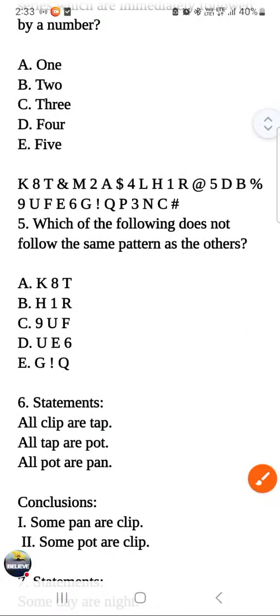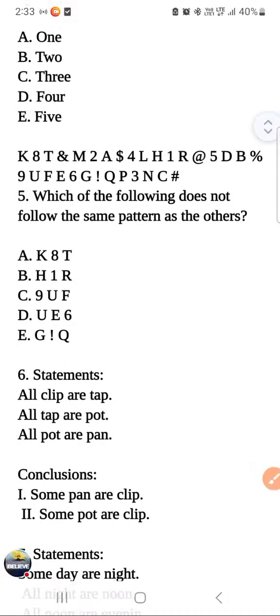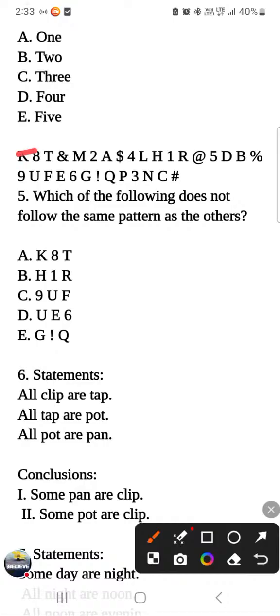The next question is, which of the following does not follow the same pattern as others? K8T is a group. Then H1R also a group. They are like neighbors. They are in the same neighborhood.